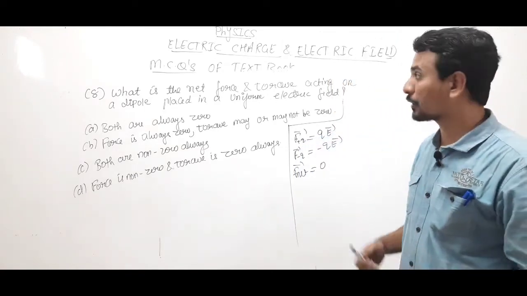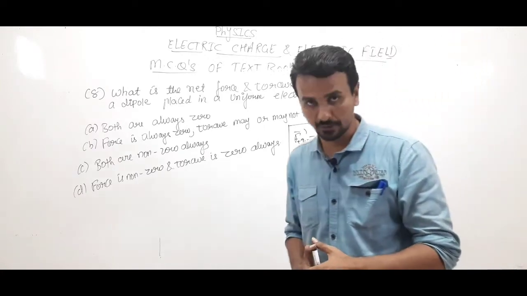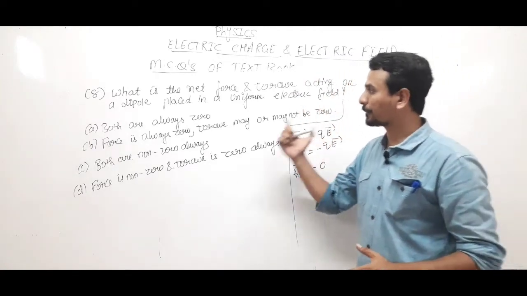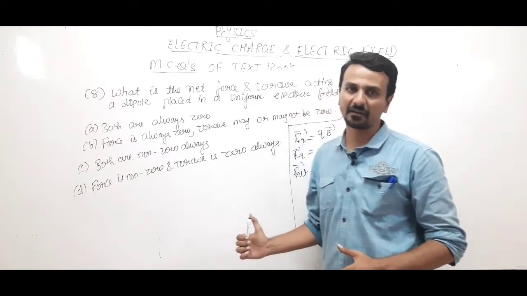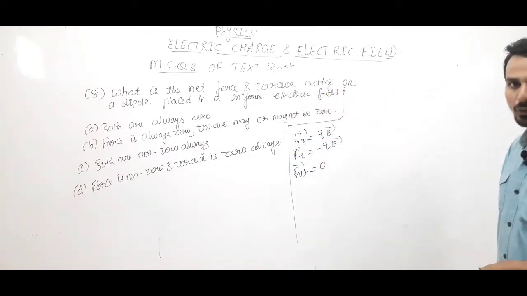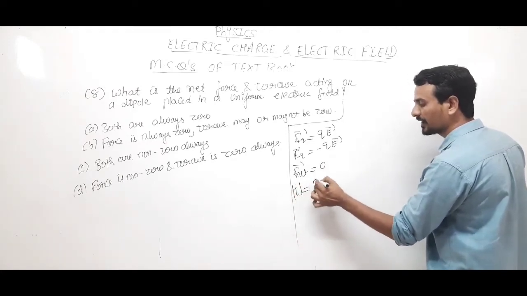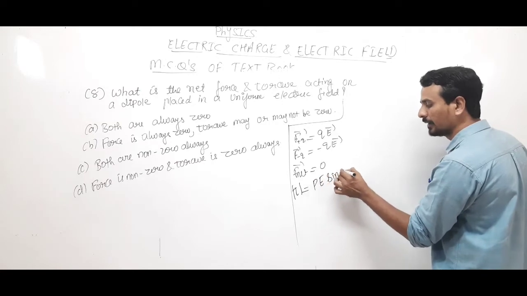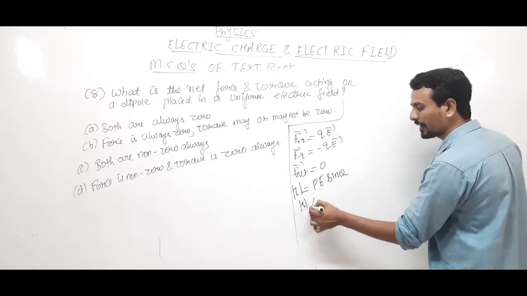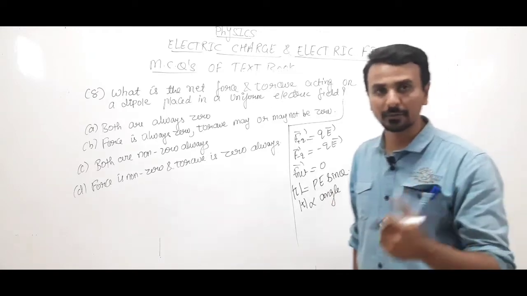Make it very clear, I have not written non-uniform, because if it is non-uniform, then force will not be 0. But presently, we have placed the dipole in a uniform electric field, and for a uniform electric field, net force on the dipole is 0, always. And torque, see, torque acting on a dipole is PE sin theta, okay. That means torque depends on angle. If theta is 0, of course torque will be 0.